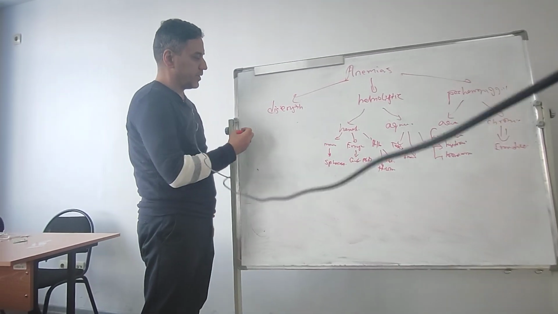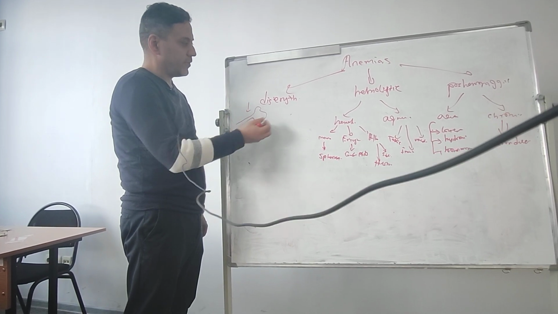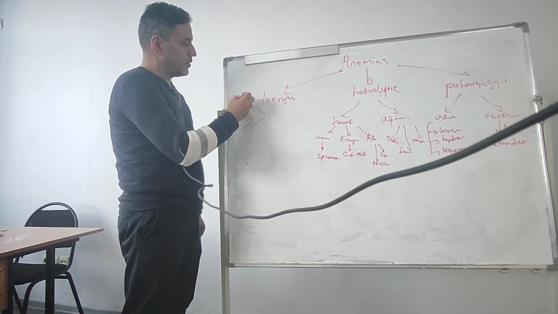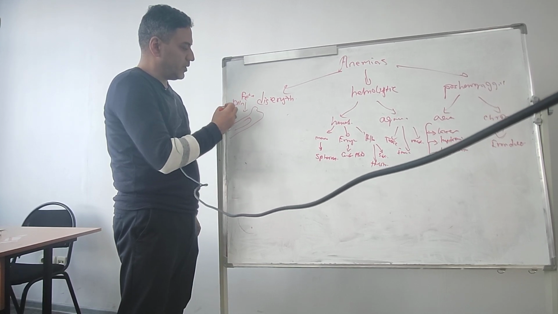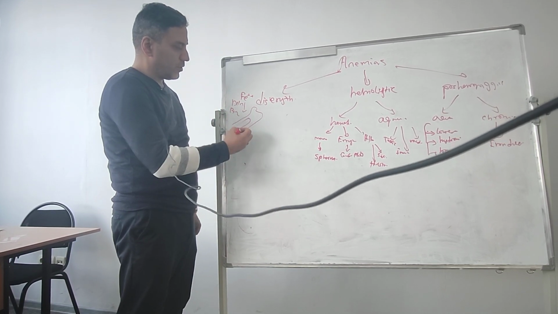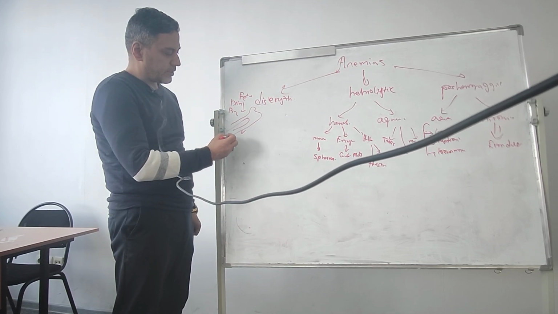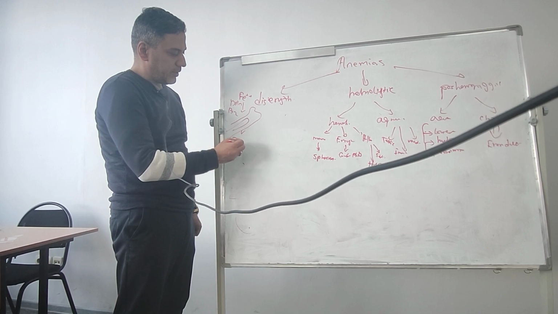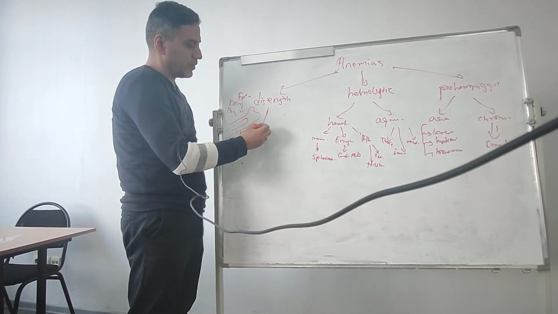About erythropoietic anemia, the problem is in the bone marrow. For formation, we need iron, we need DNA. For DNA, we need B12, we need normal bone marrow, we need some growth factors, for example, erythropoietin. These are the most common erythropoietic anemias.